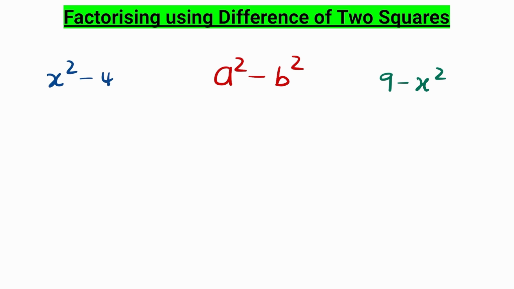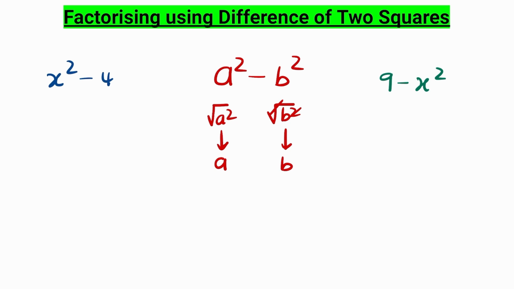The method to factorize using difference of two squares is, first of all, to take the square root of each of these terms. What is the square root of a squared? The square root of a squared is just a. What is the square root of b squared? Square root of b squared is b. Why? Because the square root and square symbol cancel out. So what's remaining here is only b.